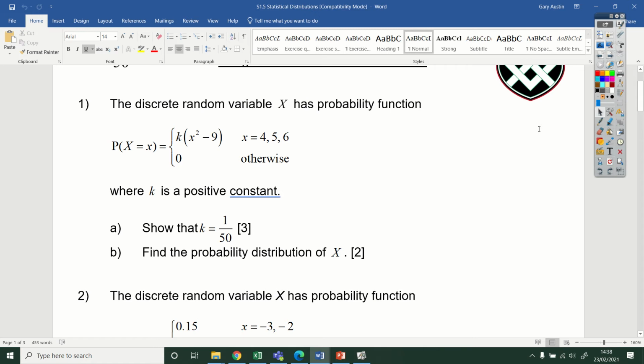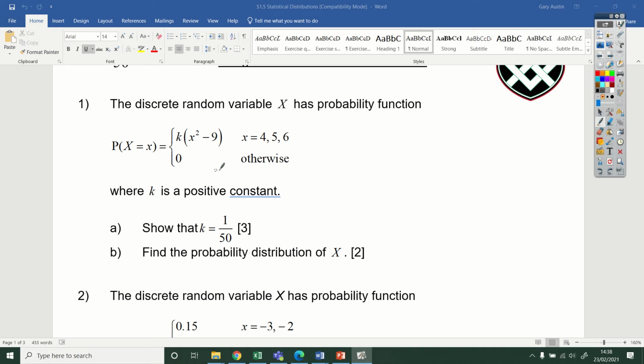So we've got a discrete random variable x given in function form. So that's with these brackets here in this notation there. So we've got the chance that x is k times x squared minus 9, where x is 4, 5, and 6. And it's 0 otherwise. Okay, and k is a positive constant. And it's probably worth noting that it's positive because there might be something that's involved later. Okay, show that k equals 1/50th.